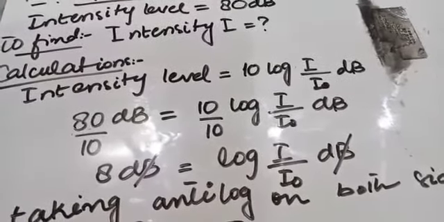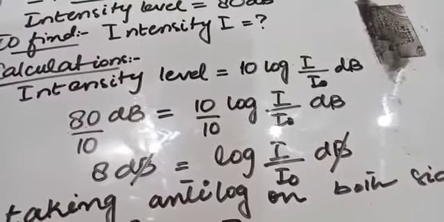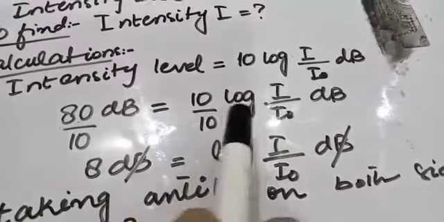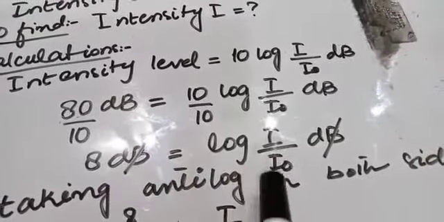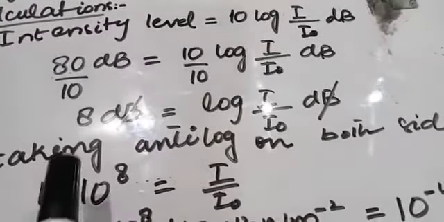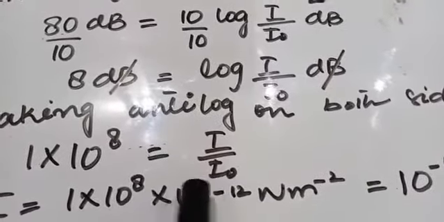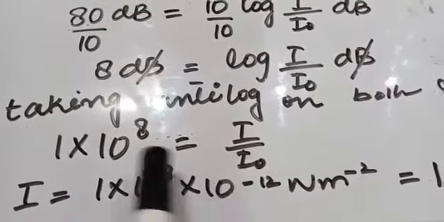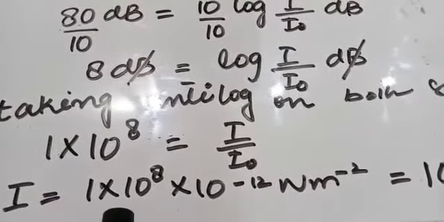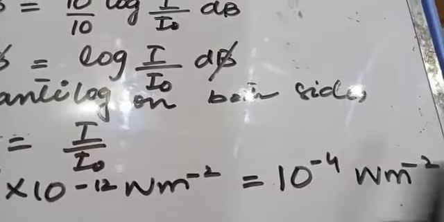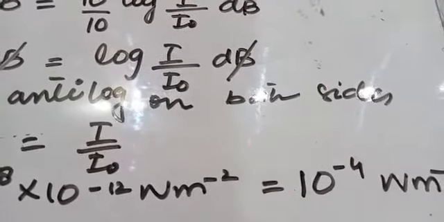We are using the formula intensity level is equal to 10 log I over I naught decibel. By putting value, intensity level 80 decibel is equal to 10 log I over I naught decibel. By dividing 10 on both sides, we will get 8 decibel is equal to log I over I naught decibel. Decibel will be cancelled with decibel. Taking antilog on both sides, 1 × 10^8 is equal to I over I naught. I naught is multiplied with this value. By putting the value of I naught, 10^-12, we will get the final result 10^-4 watt per meter square. That is the required intensity.